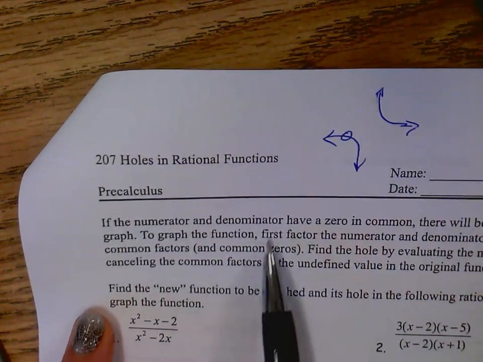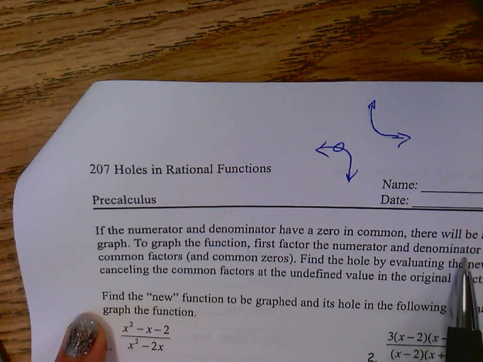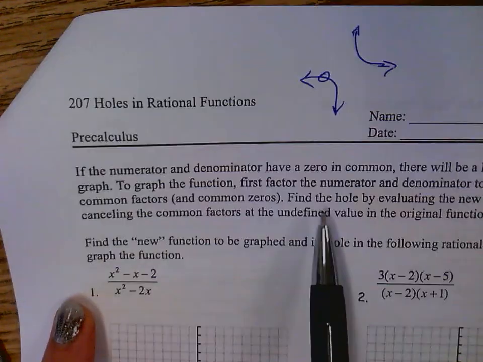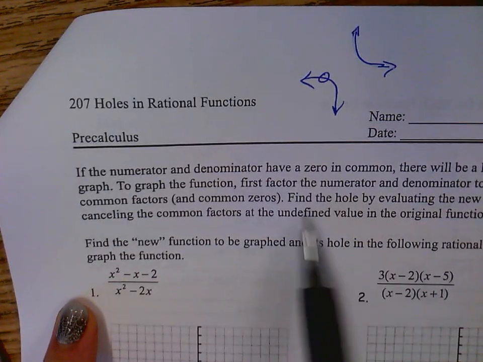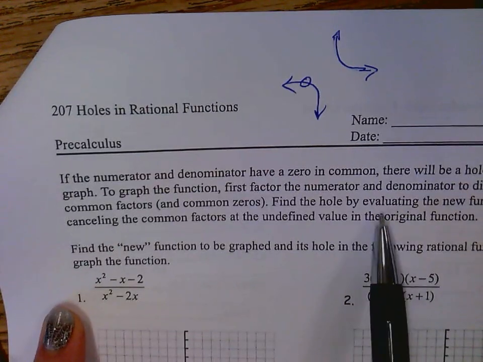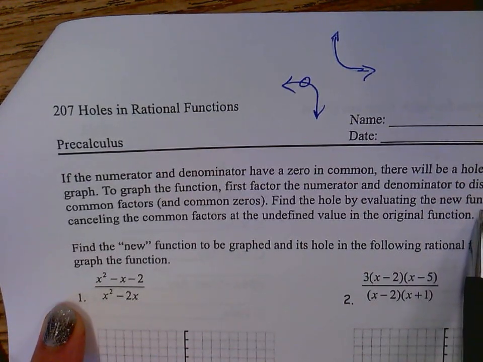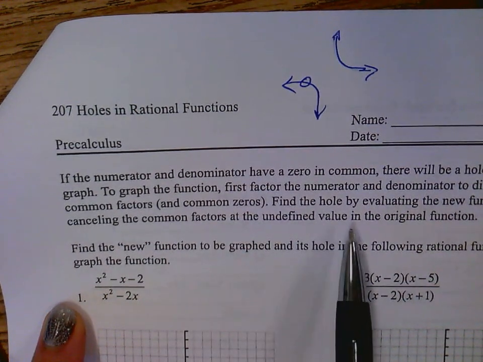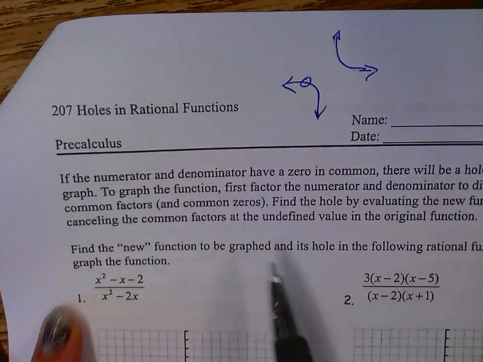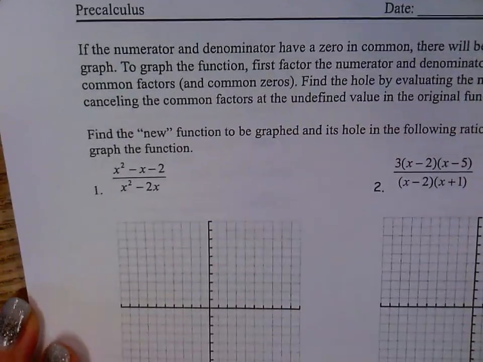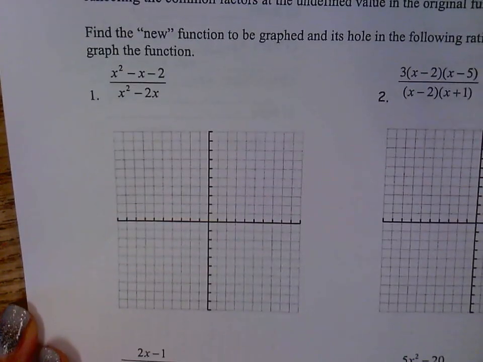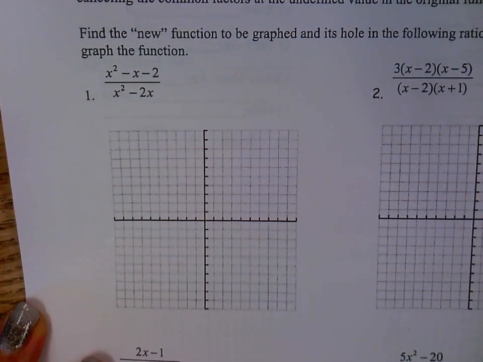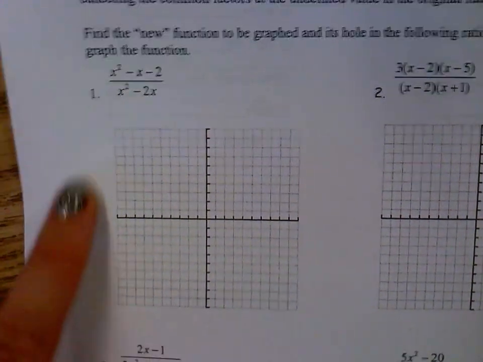It says, first, you factor the numerator and denominator. You find the hole, and this is what we're going to add to our note card. You evaluate the new function that you create by canceling the common factors at the undefined value. So I'll show you what that means in problem 1. Here's where factoring comes in. You always want to do the factoring first to see if anything cancels.